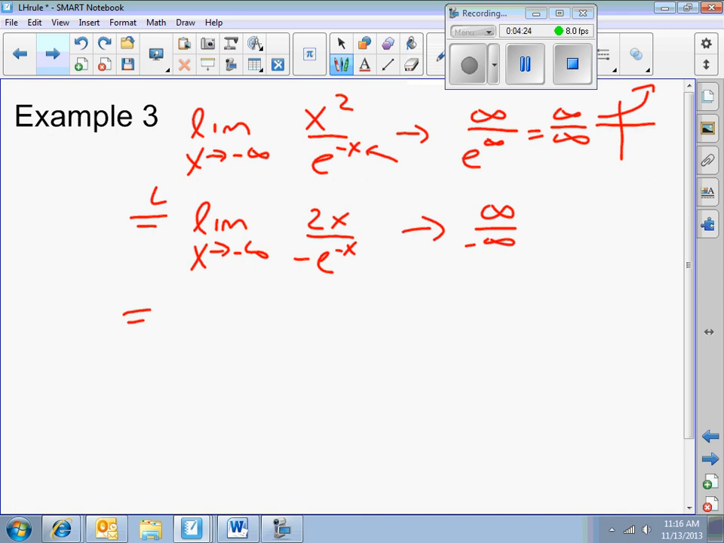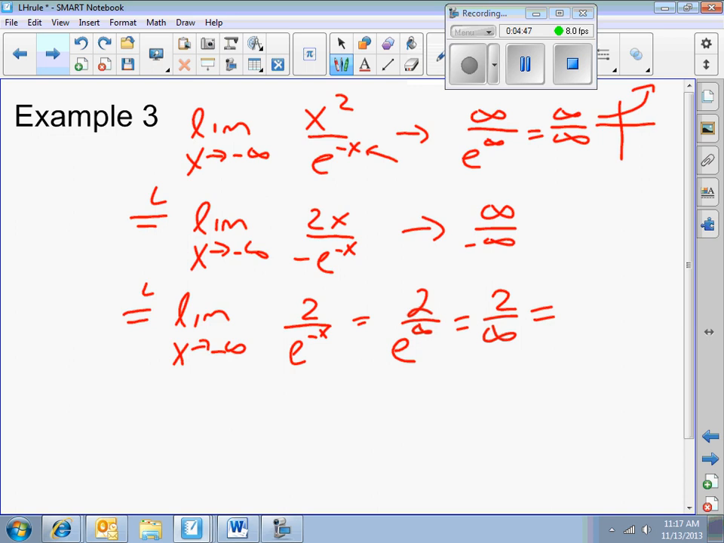But I can do L'Hopital's rule one more time. The limit as x approaches negative infinity of 2 over e to the negative x. Its derivative is negative e to the x, so those negatives cancel out. Now when I put negative infinity in, I get 2 over e to the infinity, or 2 over infinity, which is indeed approaching 0. And I've used L'Hopital's rule twice to evaluate it. All right, well, that's pretty straightforward.